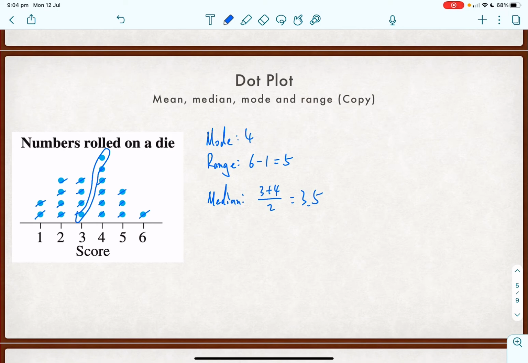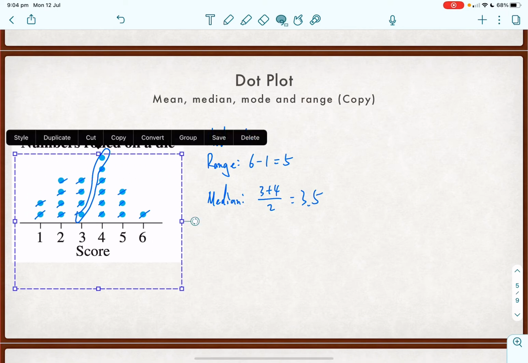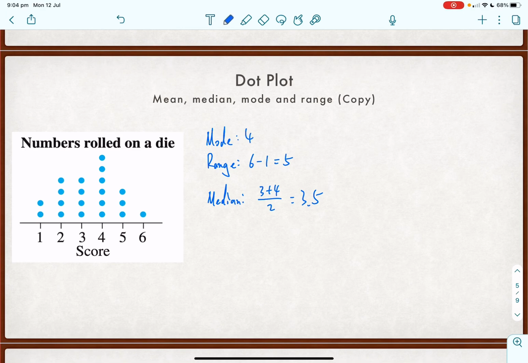Okay, now the hardest one here, well, the hardest one normally for everything is the mean. The mean is our average. And remember how we do the mean? Yeah, that's right. We add all the numbers together and then divide by how many numbers we have. So I'm just going to work out how many numbers we have first. 1, 2, 3, 4, 5, 6, 7, 8, 9, 10, 11, 12, 13, 14, 15, 16, 17, 18, 19, 20. You got 20 numbers. So we divide by 20.